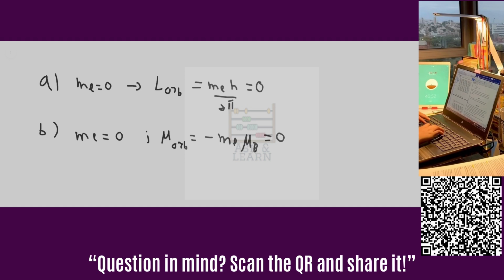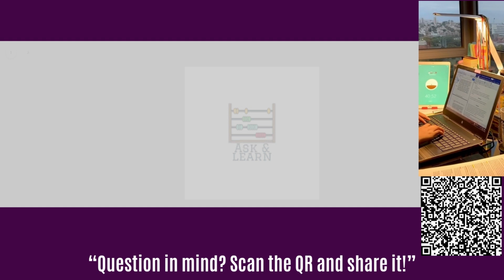For part C, we want to know, if the atom is in an external magnetic field, what is the energy U associated with the orbital angular momentum magnetic moment. So for C, again, because m_l is equal to 0, energy is equal to minus mu orbital B external, and mu orbital is 0, so this is 0.